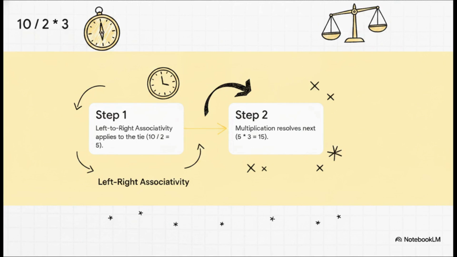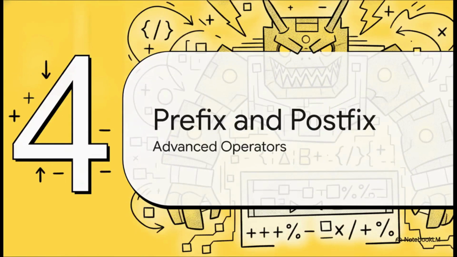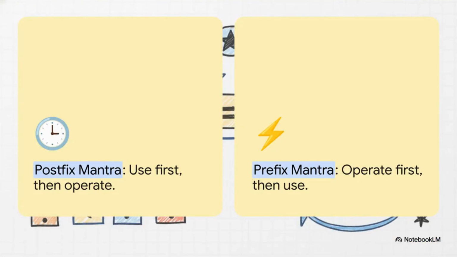Simple enough, right? Okay, things are going to get a little spicier in Section 4, advanced prefix and postfix, thinking like a computer. Before we do any math at all, you absolutely need to memorize these two mantras from Skip Uni. Honestly, they're your secret weapons. When you encounter a postfix operator, tell yourself, use first, then operate. But when you hit a prefix operator, tell yourself, operate first, then use.